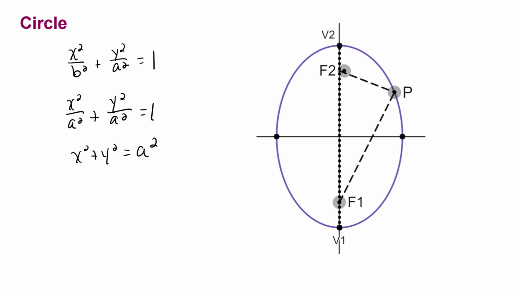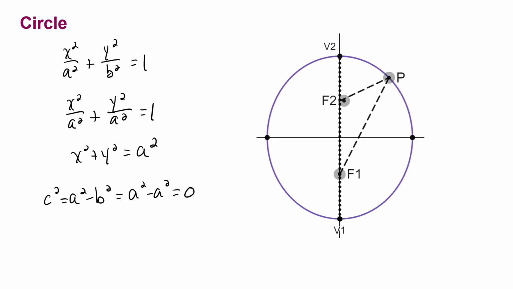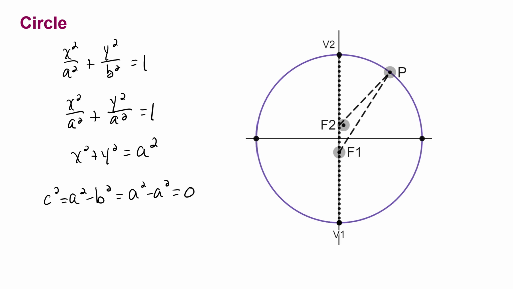Now furthermore, we can calculate the distance the foci are from the center as c squared equals a squared minus b squared, which would be a squared minus a squared, or 0. So in other words, the foci are a distance of 0 from the center, or the foci are at the center. Now graphically speaking, this means that the closer the foci are to the center, the more the ellipse will look like a circle.